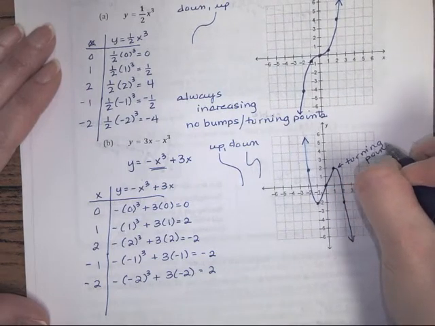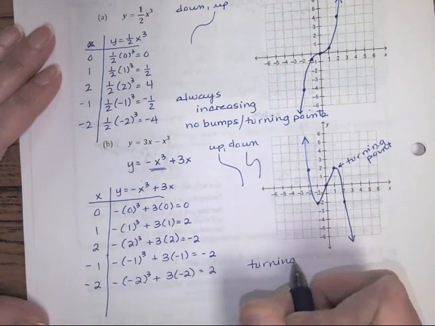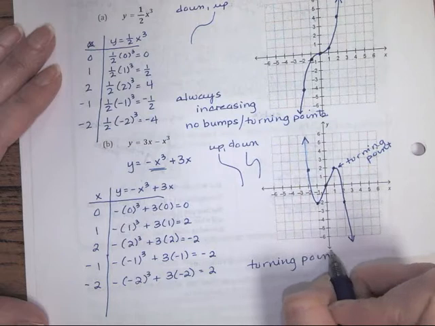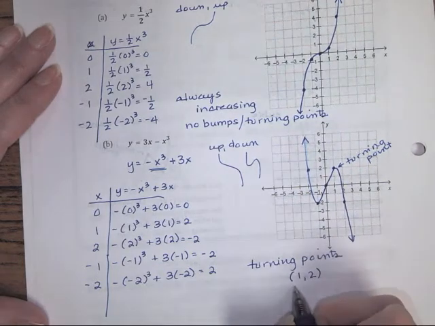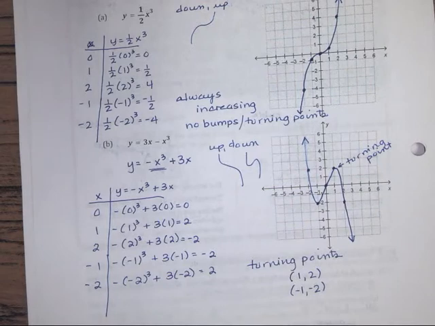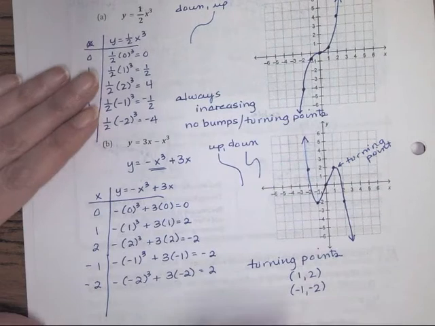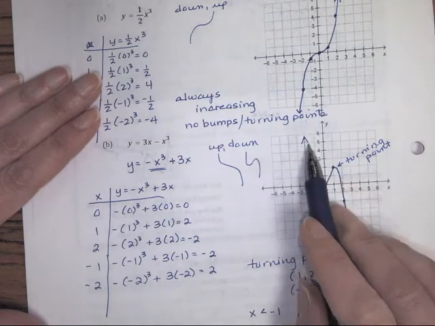Right? All right, so let's identify turning points. How about (1, 2)? That's this point, and (-1, -2), that's this point. What else do we need to identify? Increasing and decreasing? Okay. So when x is less than negative 1, that's here, it's decreasing.